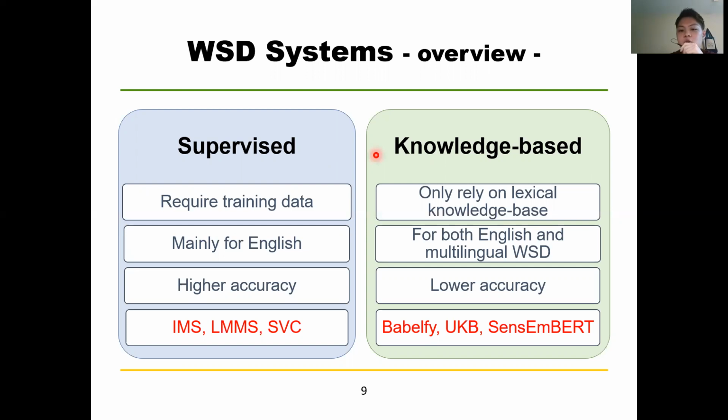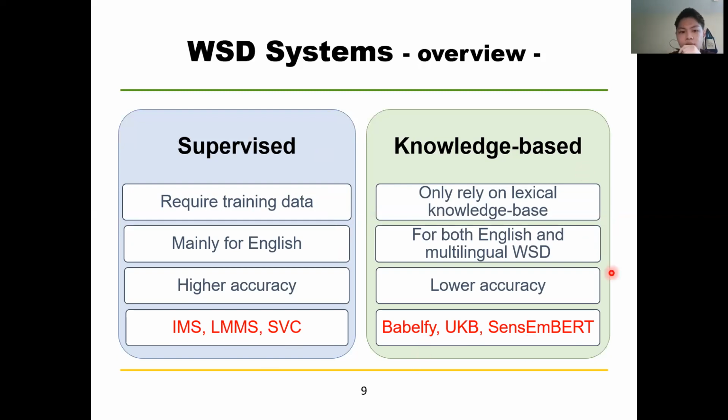On the other hand, knowledge-based systems don't require any training data, but instead they only rely on a lexical knowledge base, such as WordNet or BabelNet, so that they can be applied to both English and multilingual WSD, the WSD performed in languages other than English. And due to the lack of training data, of course, they show lower accuracy compared to the supervised systems. And in our experiments, we employ IMS, LMMS, and SVC for supervised systems, and Babelfy, UKB, and SensEmBERT for knowledge-based systems.